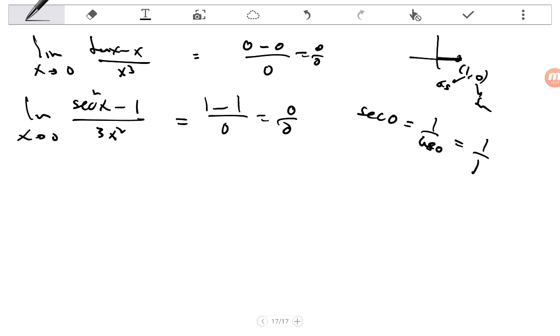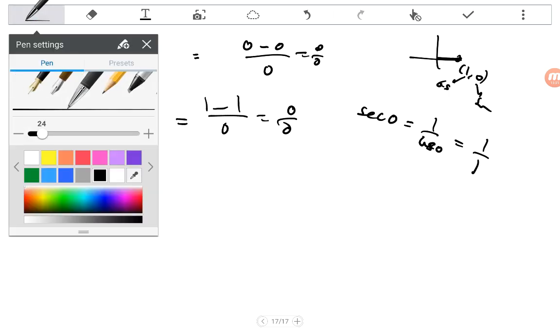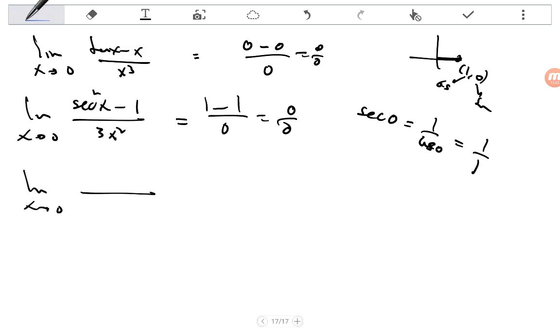Now it is again 0 over 0. What do you expect I would do? Limit does not exist? Yes. Take again, apply L'Hopital's rule again. So that will be limit x approaching 0. There is a simplification here before I differentiate again. What is sec squared minus 1? There is a rule for this. Tan squared? Yes, it is exactly tan squared.